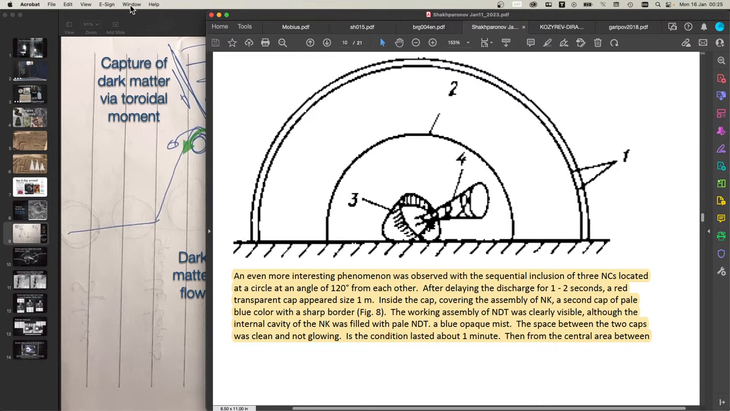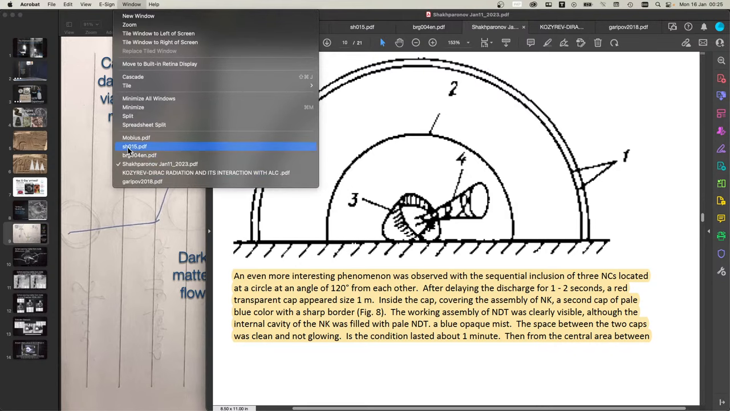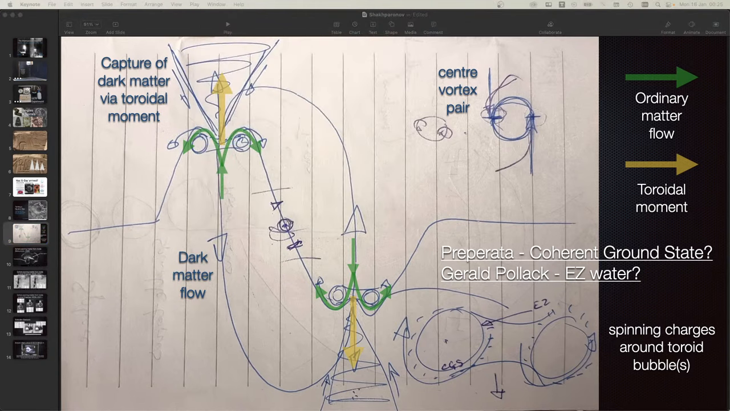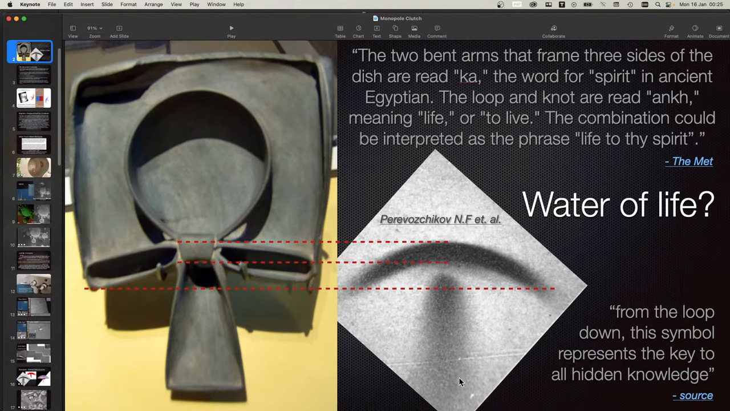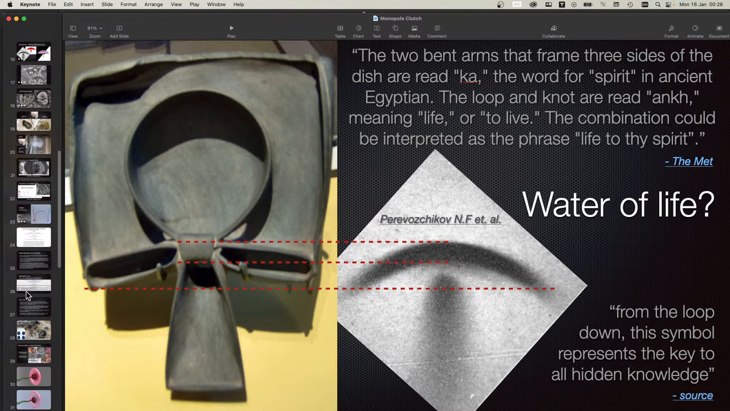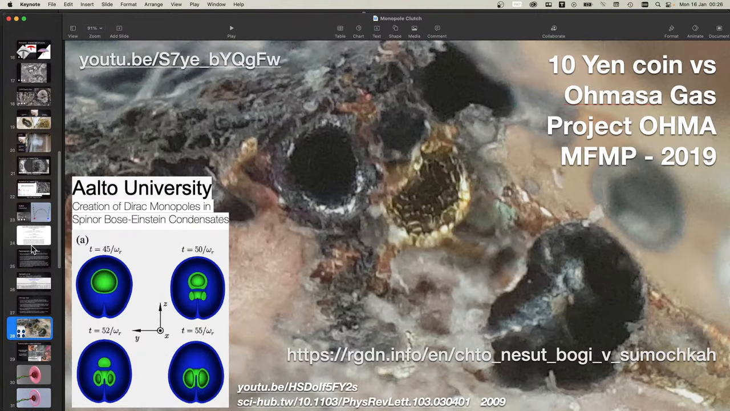Okay? And in the case of... where are we here? And we go here. And we go monopole clutch. In the case of the monopole clutch, as this comes in with potentially the Sothic triangle thing, this is the point here at which ordinary matter ceases to exist, and this is where the monopole is. And, you know, we see the same thing in many, many instances. So we have a monopole in this structure here.